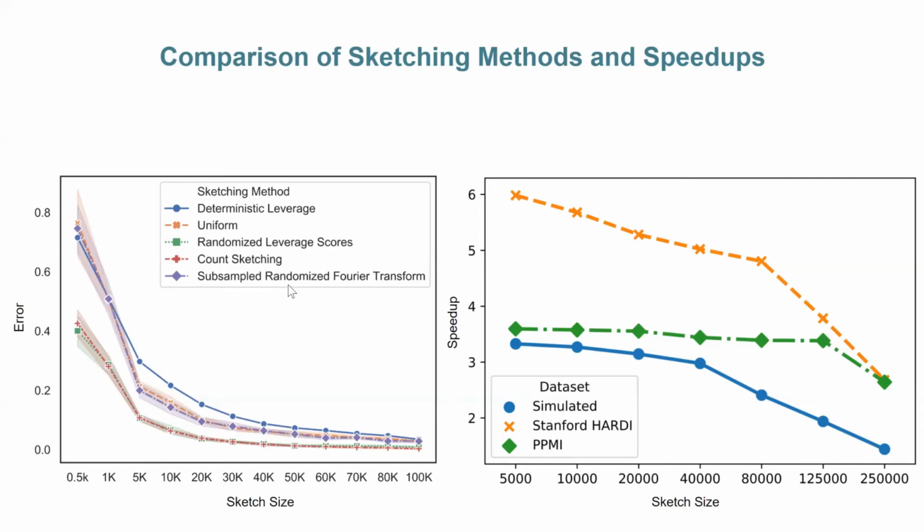And then there's the subsample randomized Fourier transform, or it is also subsample randomized Hadamard transform. I've used a Fourier transform in here. And you see that more or less all sketching methods at some point start flattening out and converging at around 100K, right? And we saw that randomized leverage scores actually performed better.